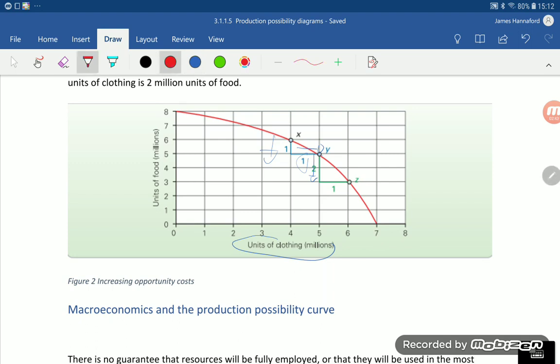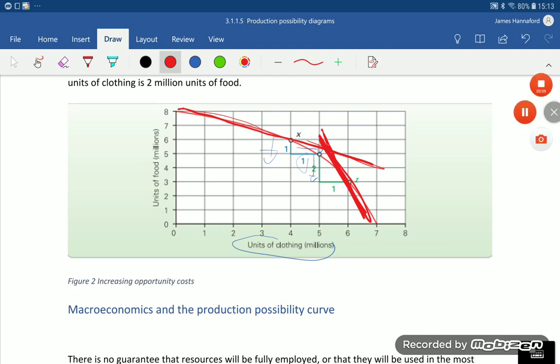So just look at that one more time. Here, I'll thicken that a bit so it's a bit clearer. You can see that's my opportunity cost to start with, quite shallow. But as I get to here, the line of best fit looks something like that. So as we get close to full output of clothing, our opportunity cost of giving up units of food greatly increases because the factors of production are not transferable.